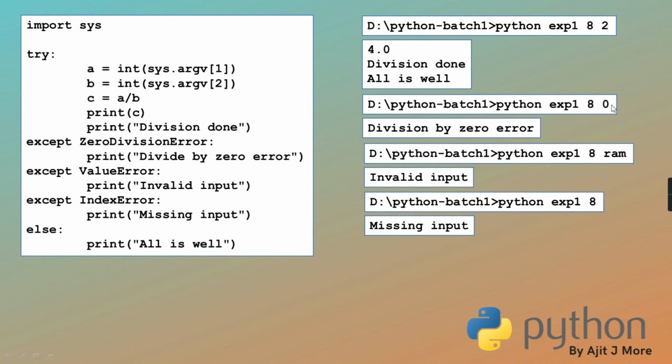But here see, when the second value is 0, division by 0 occurs. So it goes here. Here the second value is Ram. It cannot convert to integer. So it will throw value error. So it comes here, doesn't match, comes here, match. So it gives invalid input. And in this case, you have not given the second value. So when you try to access argv of 2, which is not there, it's an index error. So it comes here.